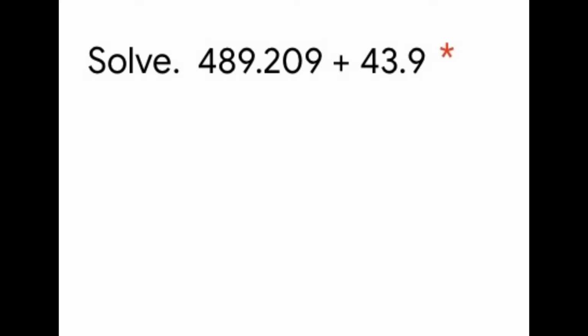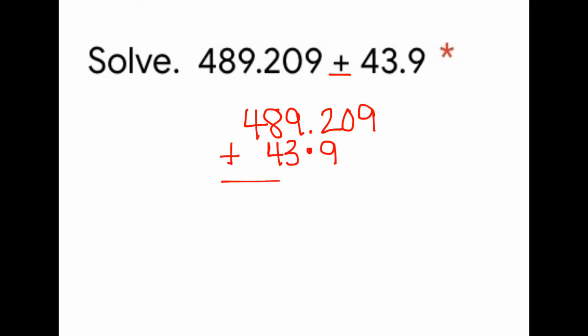Solve 489 and 209 thousandths plus 43 and 9 tenths. Once again, when we're adding decimals, we need to make sure we are lining up our decimals. And now you can go ahead, put in your placeholders, and add.